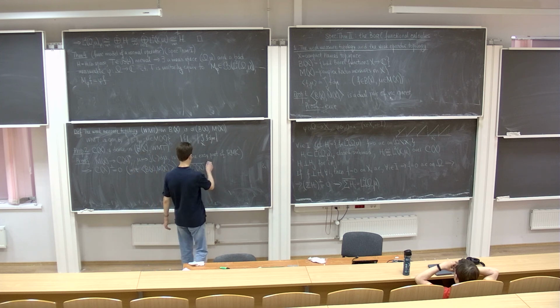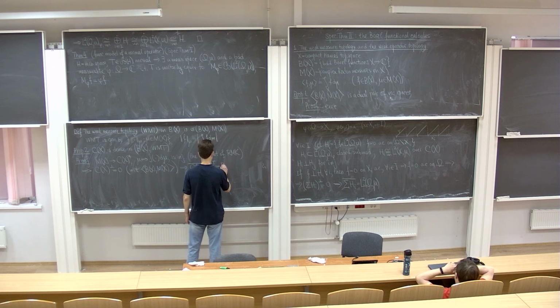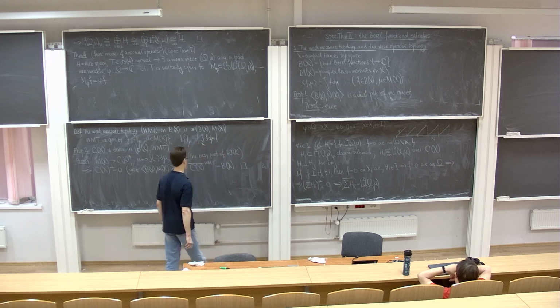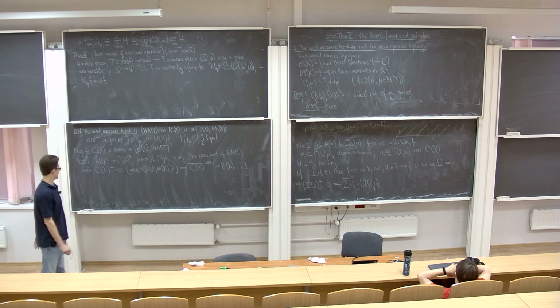Okay, and so we conclude that the closure with respect to the weak measure topology is the whole space B(X). This is a corollary of the double annihilator theorem.